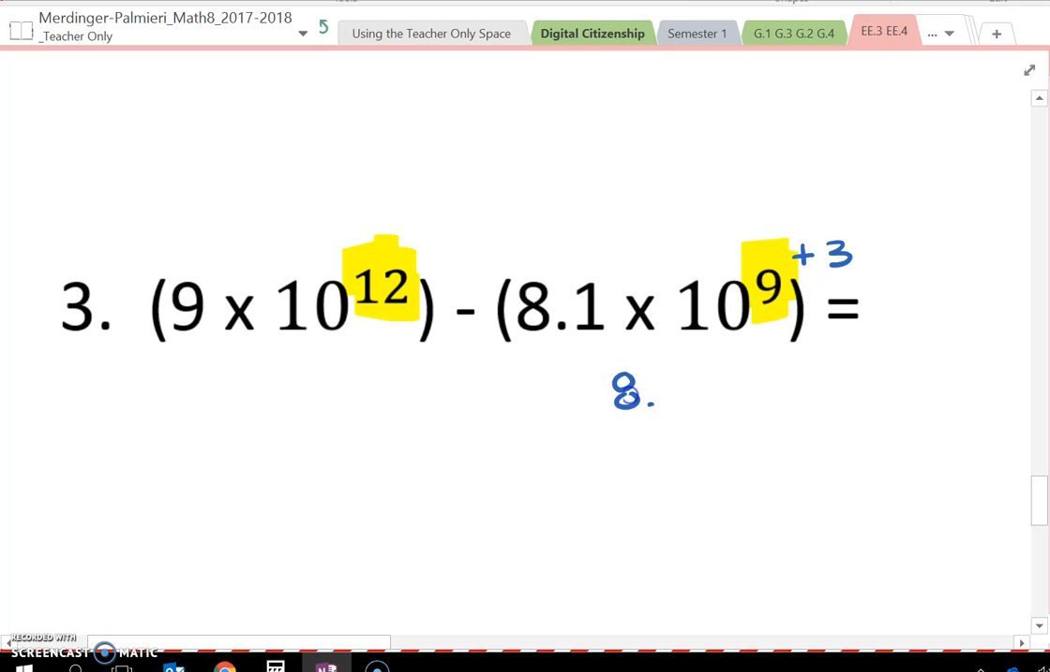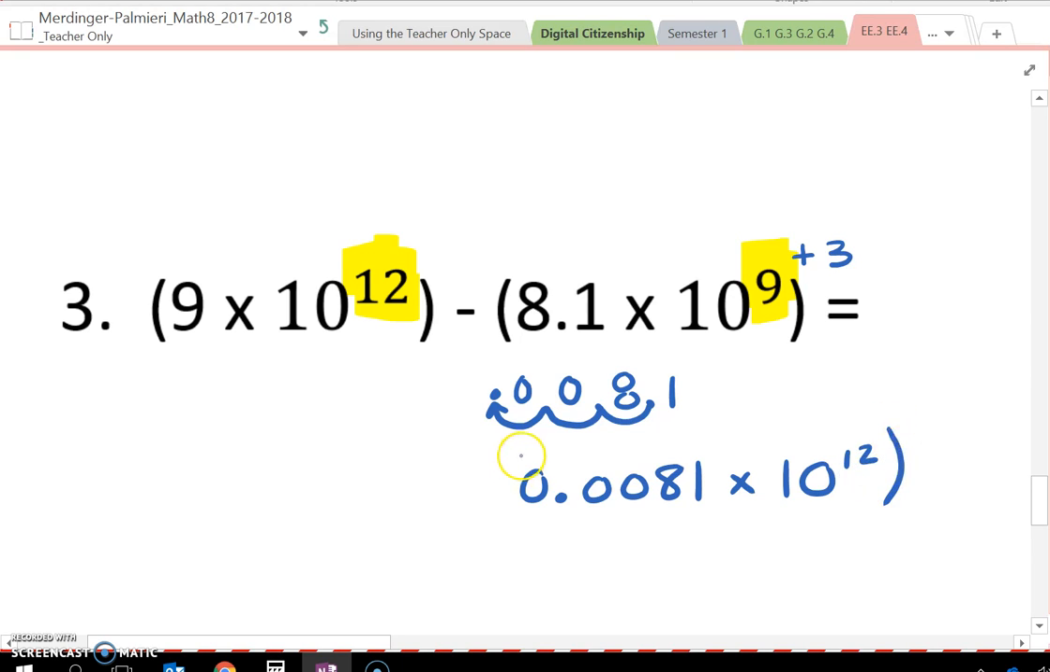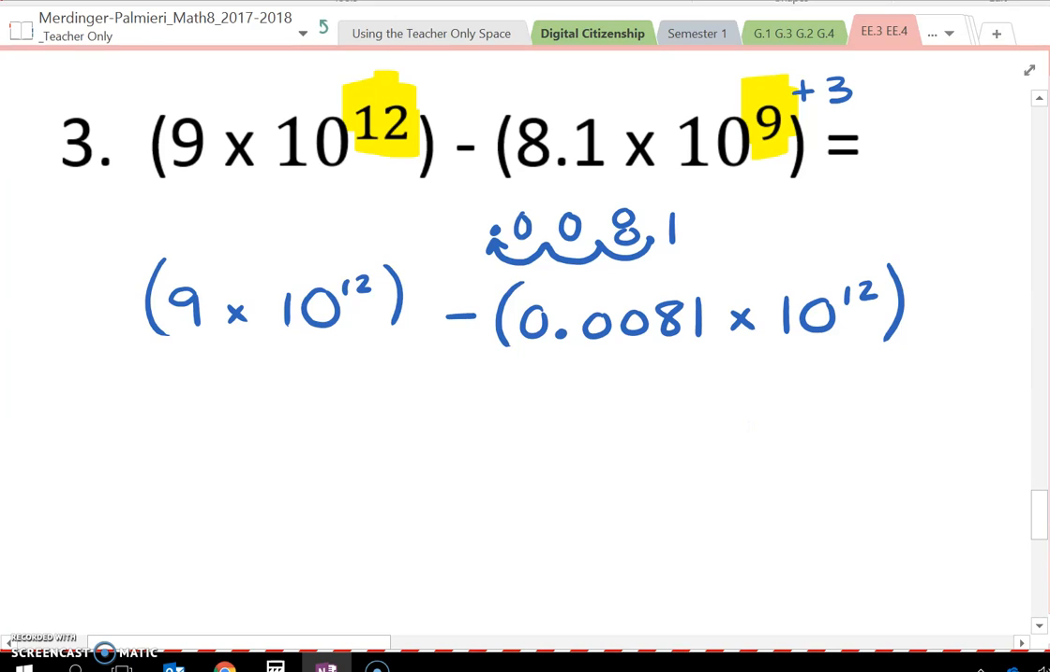So my number was 8.1. I'm going to add 1, 2, and 3 spaces, filling in with zeros. So this is my new decimal that I'm working with here, 0.0081. This is times 10 to the 12th power. Dropping down what I have on my first scientific notation, this is what your new problem looks like.